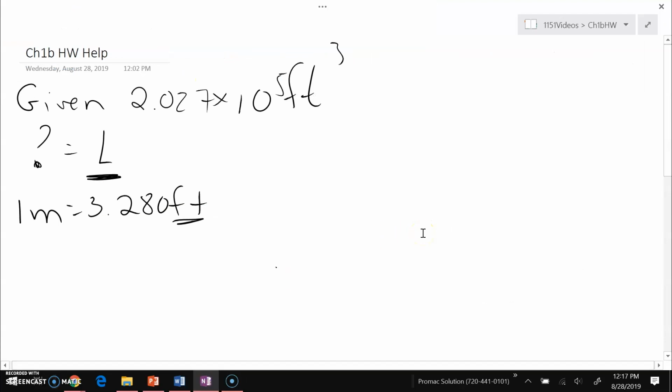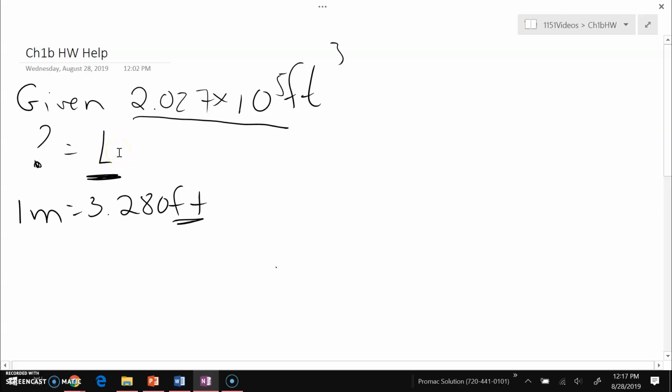I've listed my givens, because remember that's the first thing you need to do. It's just like a blank sheet of paper. You're given 2.027 times 10 to the 5th feet cubed, and the unknown is that in liters. So you have a length times a length times a length, feet cubed, which is a volume, but you've got to get it into liters.